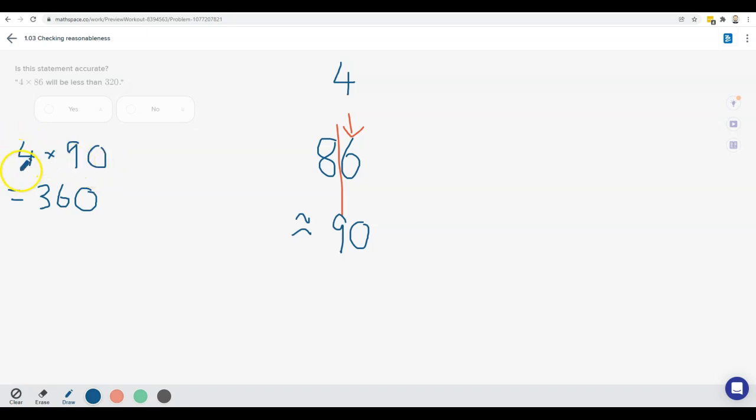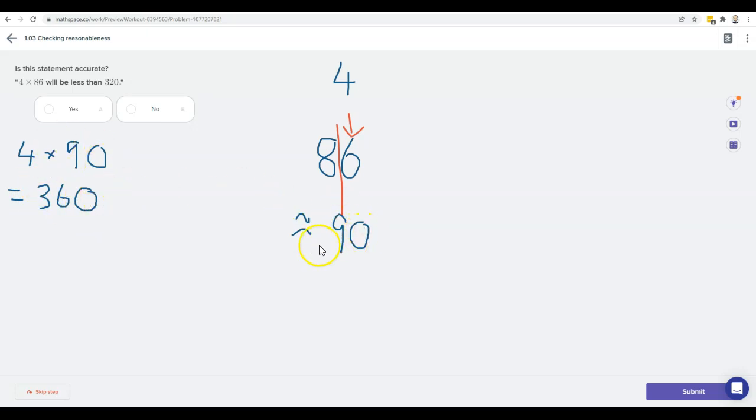I might round that up to the 5, for example, which would end up giving me an answer of 450, okay? But here we have a pretty accurate response because that 4 we can leave, and we've got an answer of 360. So the original question here said to us, will 4 times 86 be less than 320? Now we're probably saying no because we've got an answer of 360 here.